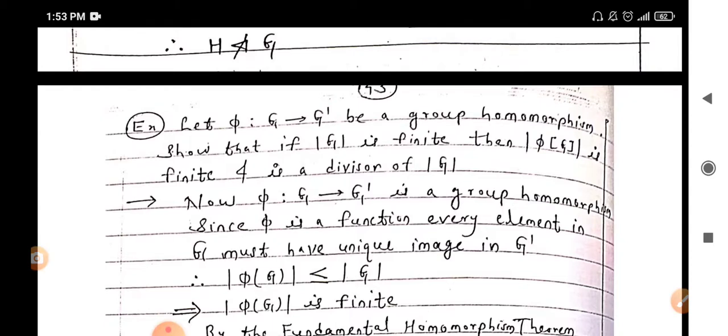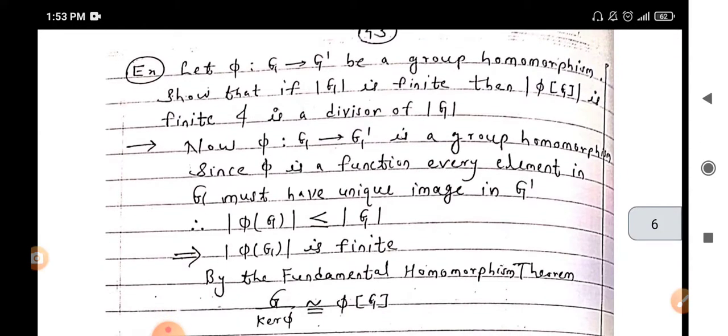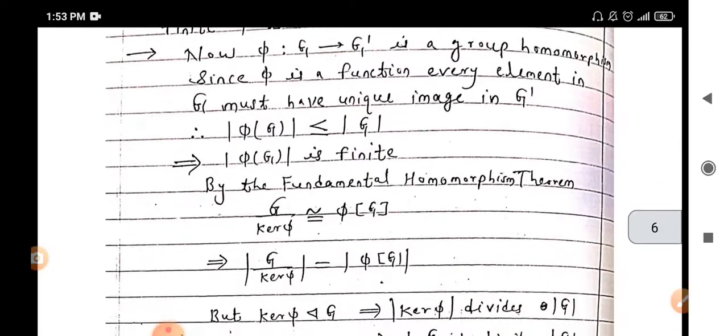Now in the same way, next we solve the example from the exercise on group homomorphism. If phi from G to G' is a group homomorphism, then show that if the order of G is finite, then the order of phi of G is also finite and it is a divisor of the order of G.